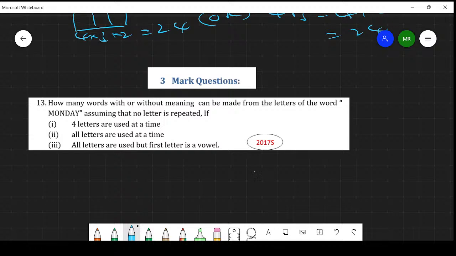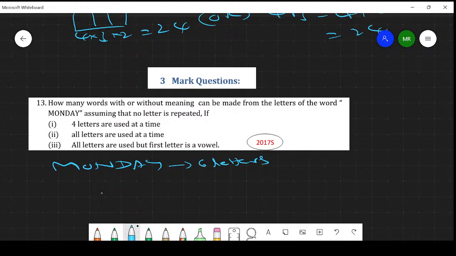Correct? So in the first one, 4 letters are used at a time out of 6 letters. Monday has 6 letters, and all 6 are different letters. To solve the problem, first think about what is given: Monday. They are asking that no letter is repeated. We have a total of 6 letters, all different.